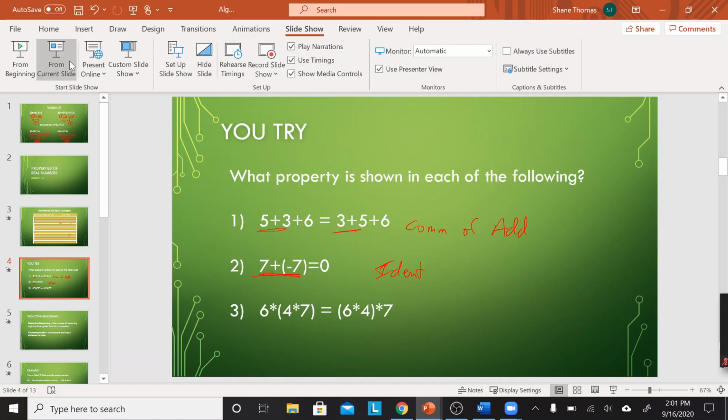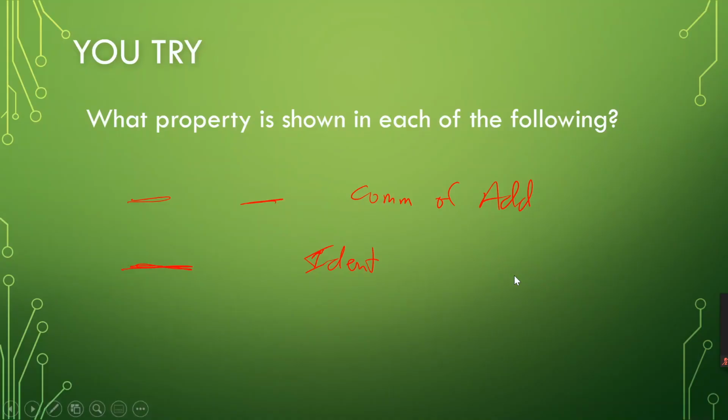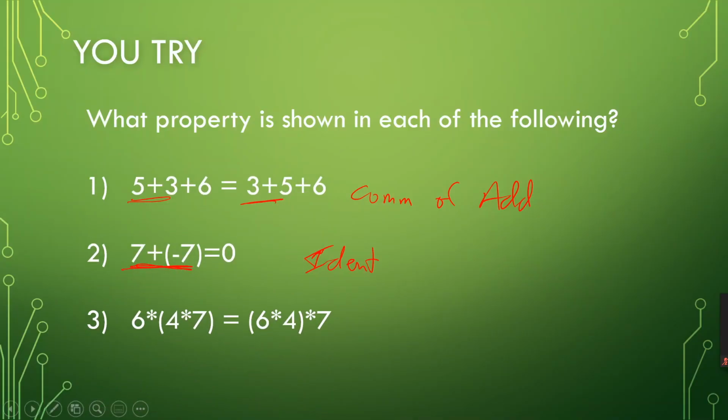All right, sorry about that. Now we're back. So identity property for that one. And then the last one, all we do is move the parentheses. So now we have the associative property. Associative property of multiplication. All right, multiplication.